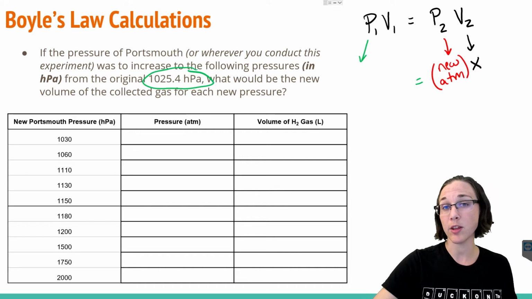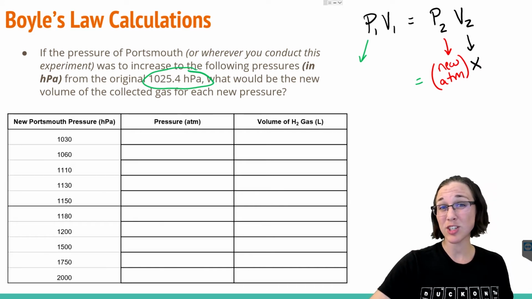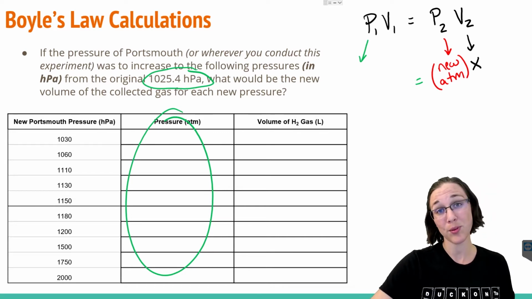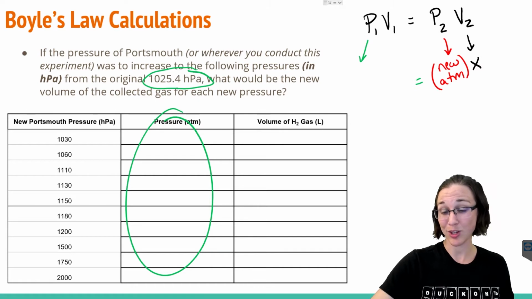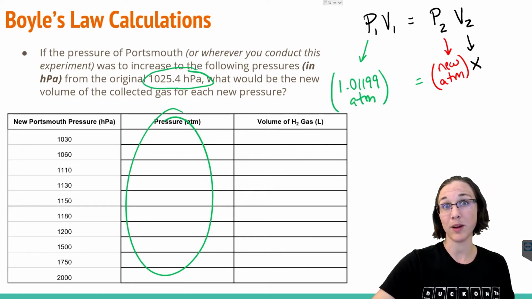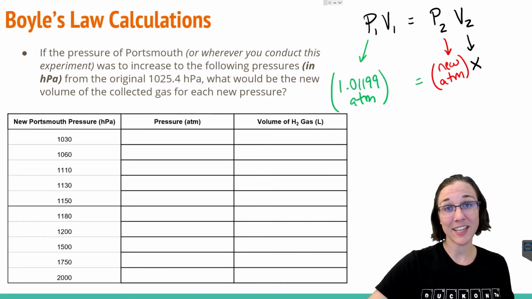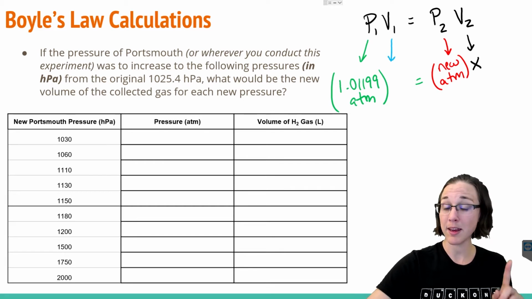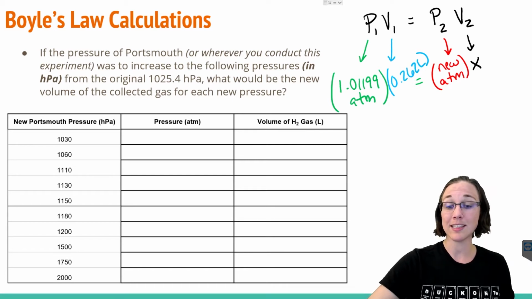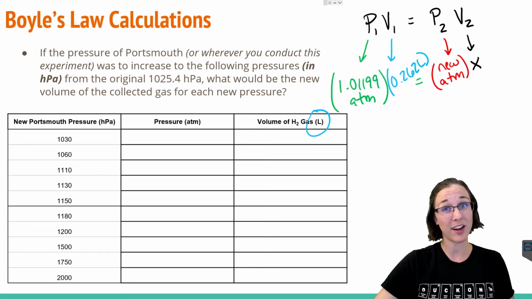Of course, we need all of our units to match. So using the same conversion setup we did for all of these, if we divide the 1025.4 HPA by the 1013.25 HPA value, we end up with ATMs of 1.01199 over here as our initial pressure. And the initial volume of hydrogen gas that I collected from this lab experimentally was 262 milliliters, or 0.262 liters. I want to make sure it's in liters so that my units match what I'm trying to calculate for.